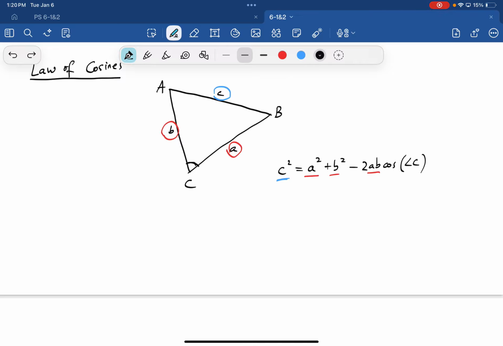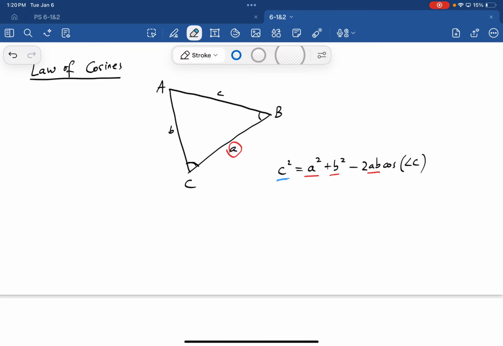All right, so that's how you memorize it well. This is little c, this is big C, because there's an angle, right? Okay, you could also choose different combinations, right? We could have also done this for angle B.